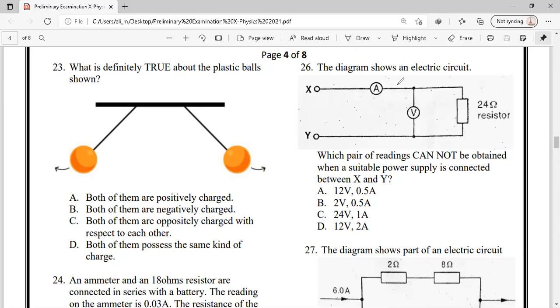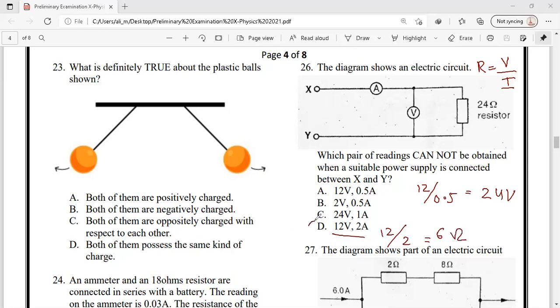So we know that the value of the voltage and the current, the ratio V over I, should be equal to the resistance. So we have to find that the ratio V over I should be equal to 24. So here we have V over I equals 12 divided by 0.5. The ratio would be equal to 24. Similarly, voltage is 12 and the current is 2. So we have a 6 ohm resistor. So this is the correct option.